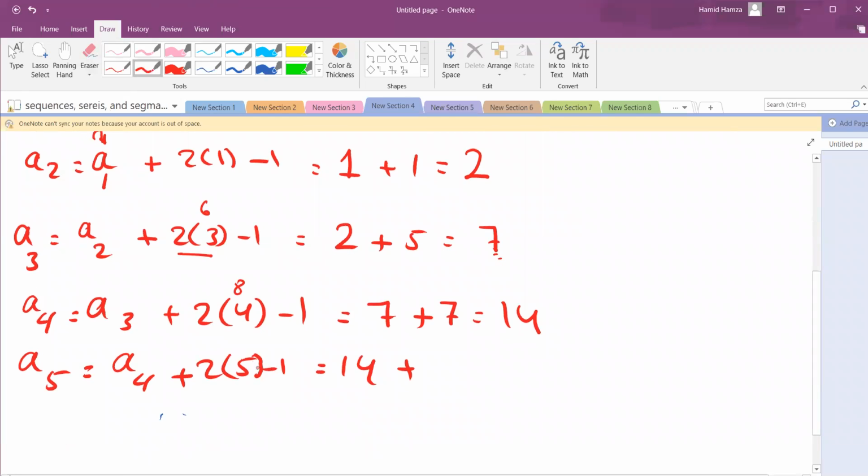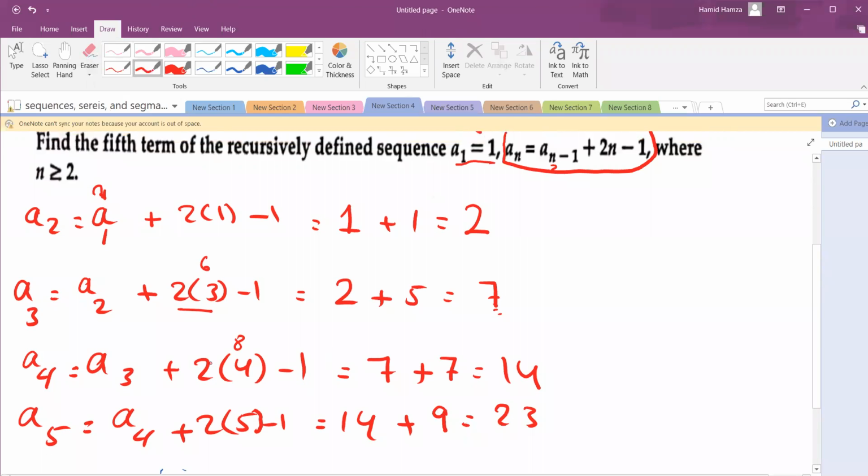So 10 minus 1 will be 9. So 14 plus 9 will be 23. So the fifth term, A5, equals 23. But I can't find the fifth term directly. To find the fifth term, you need to know the fourth term. To find the fourth term, you need to know the third. And the third, you need to know the second, and so on like this.